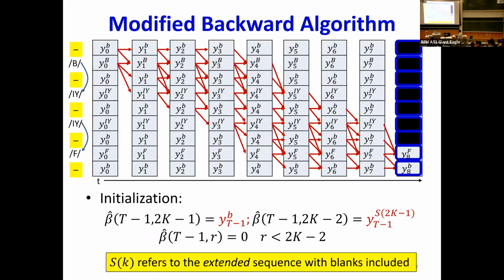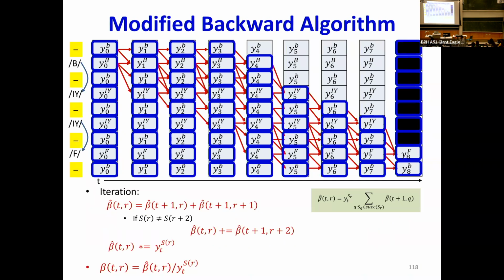Similarly, if you want to do the betas, the beta hats are going to have non-zero values for the last two elements in the graph, and the rest of them are 0. And then you work your way backwards, where for every node, you sum in the beta hats for the children. Some of them will have 2 children, some will have 3, depending on how you compose the graph.